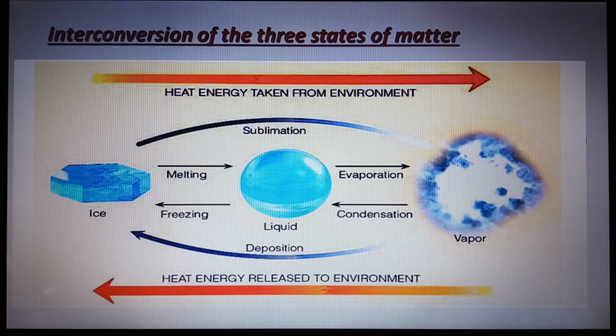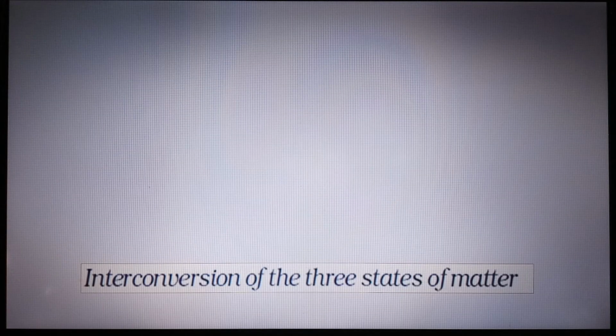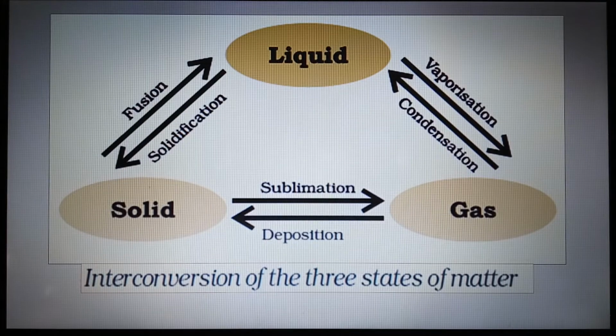How does it work? This chart explains the same. Now, interconversion of the three states of matter in general. Here you can see the triangular structure: the interconversion between solid and liquid, liquid and gas, and even solid and gas, as well as the reverse of each. Solid changing into liquid is called fusion. In the reverse way, liquid cools down and solidifies. The process is called solidification.